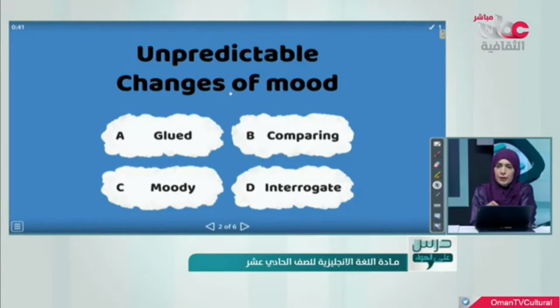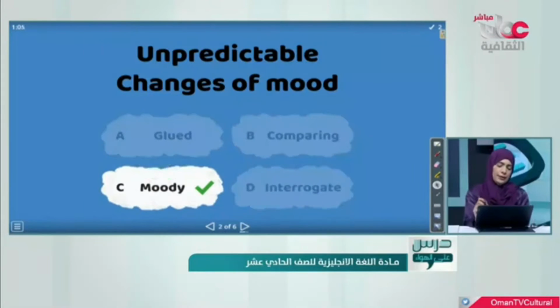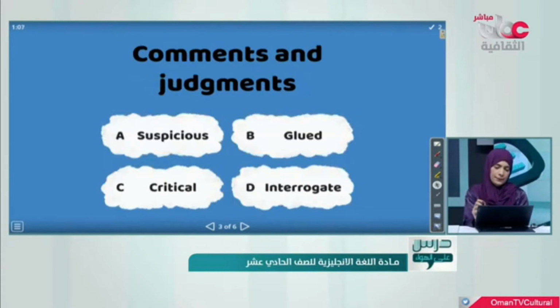Unpredictable changes of mood. I have glued, comparing, moody, and interrogate. Most of them are new words for you, but since we have the word mood on the screen, you can notice that this word is a part of choice C, which is moody. So moody is the correct answer.